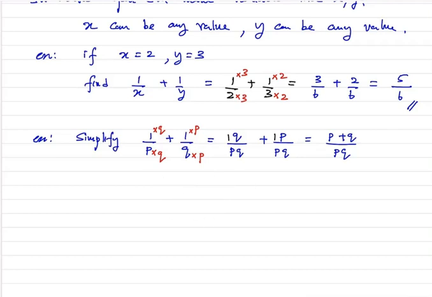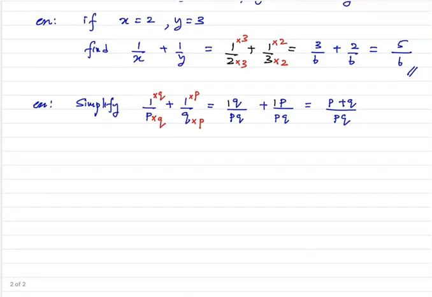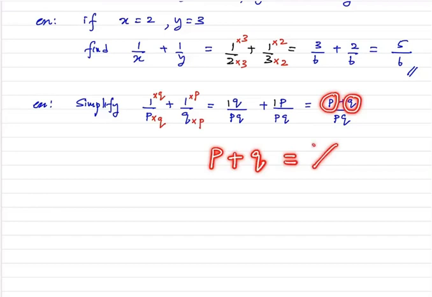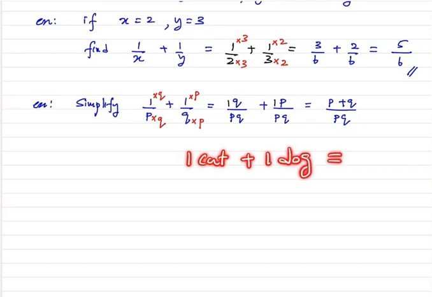Now the next part would be this. If you have P and Q, can you add P and Q? You can't. It's like this. One cat plus one dog. Can you add? No. But you can do this: one cat plus one cat. This can, right? Two cats.